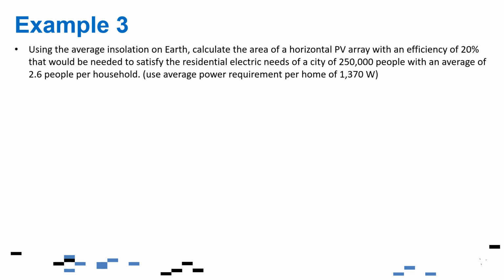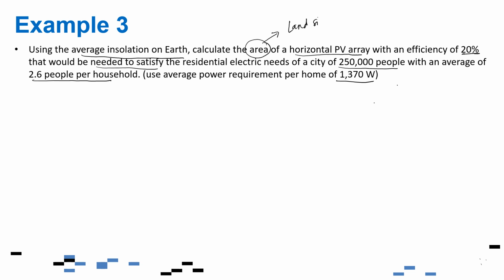This is example 3. Using the average insolation on Earth, calculate the area of a horizontal PV array with an efficiency of 20% that would be needed to satisfy the residential electric needs of a city of 250,000 people with an average of 2.6 people per household. And for each household there is also a power requirement of about 1,370 watts. So in this question we will need to know the land size.